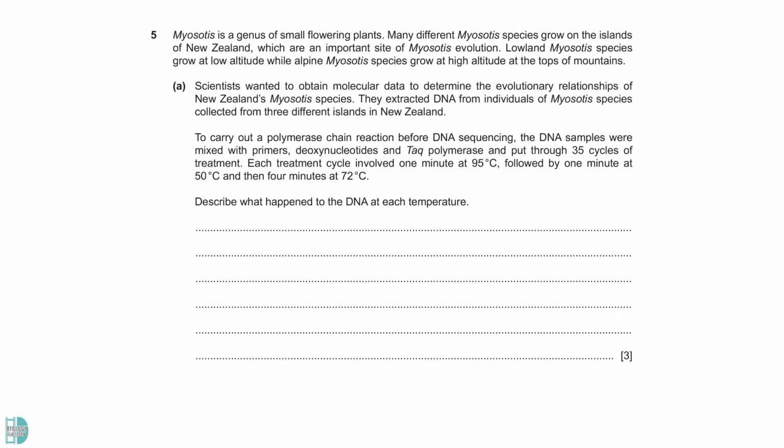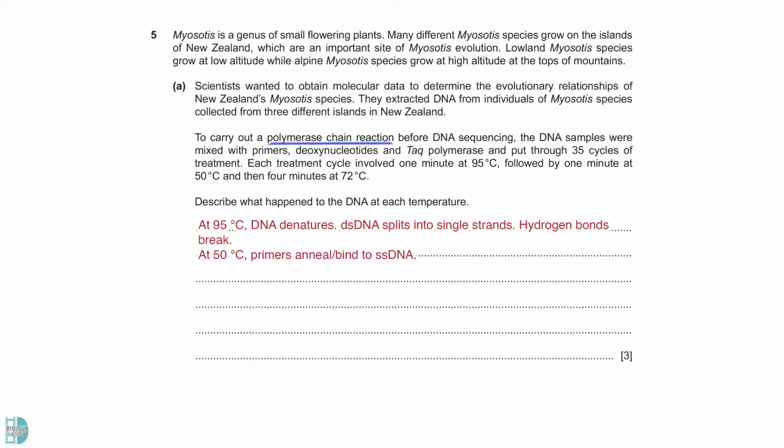Question 5 talks about a plant species that grow at high altitude at the tops of mountains in New Zealand. A gives us the detail of PCR. You need to describe what happened to the DNA at each temperature. The first thing we must do in PCR is to break the hydrogen bonds between the complementary strands in a double-stranded DNA. This happens at 95 degrees Celsius.